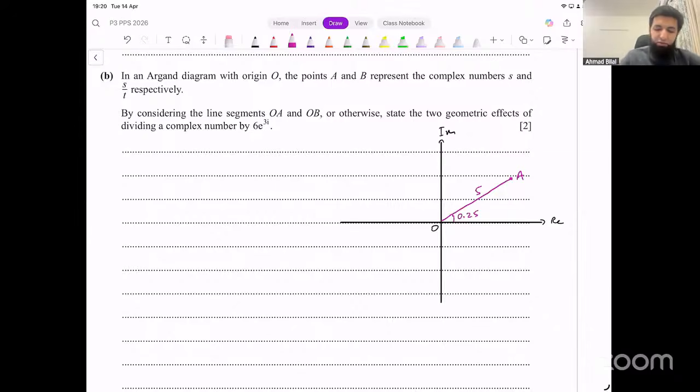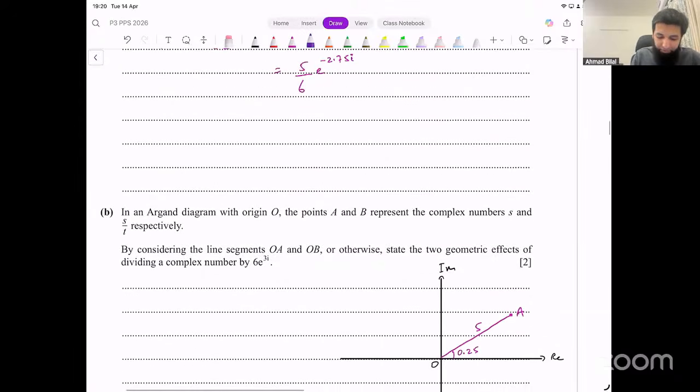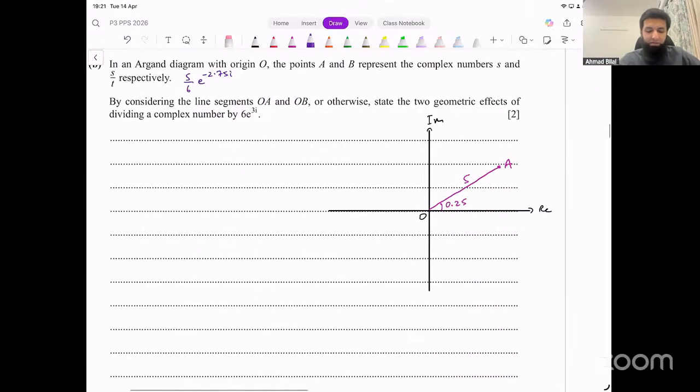Acha. What about S over T now? S over T we found to be 5 over 6 e raised to power negative 2.75 iota. Now, where is this number going to be? A was 5 units away from the origin. 5 over 6, that is much closer to the origin now, right? 5 over 6 is the new modulus now. That means that its distance from the origin is 5 over 6 units. What about the angle? The angle is negative 2.75 iota. Negative 2.75, that's going to be in this third quadrant, right?